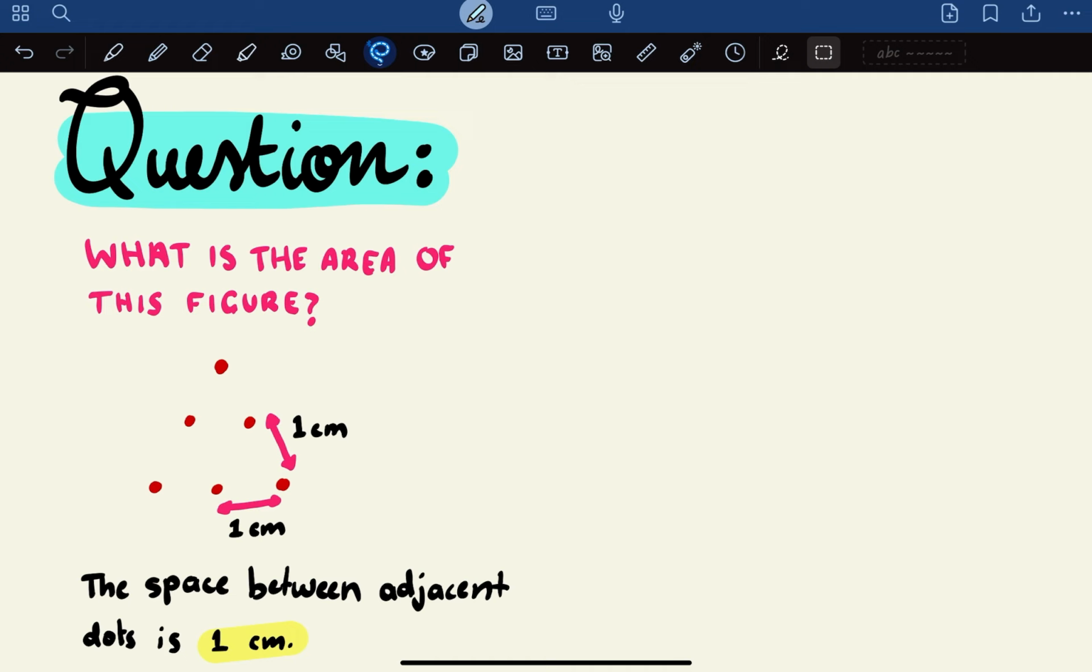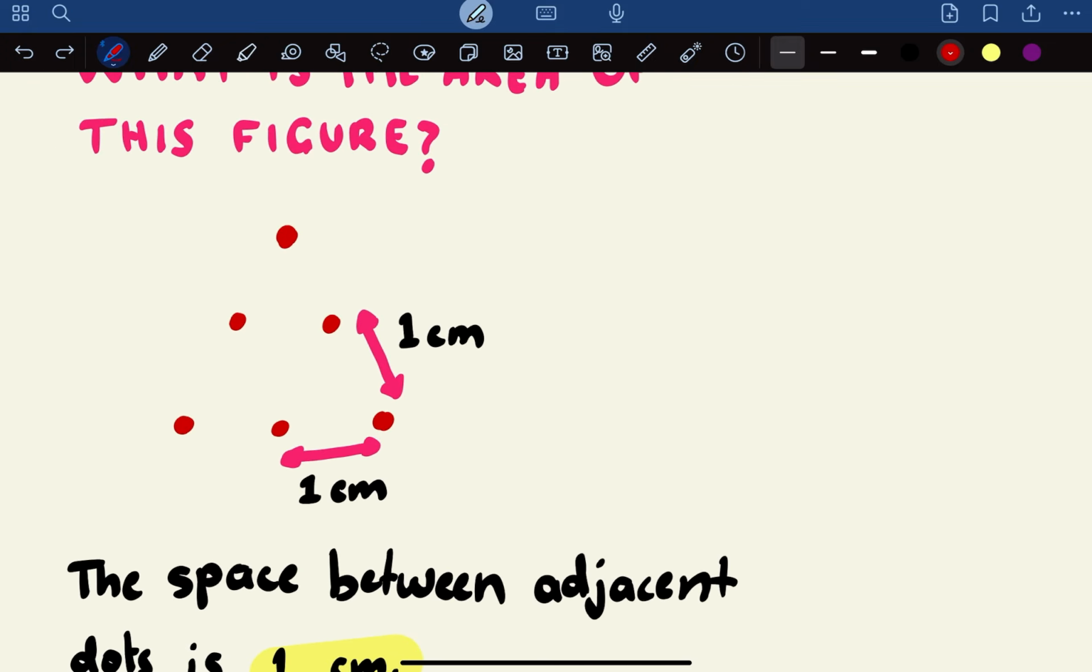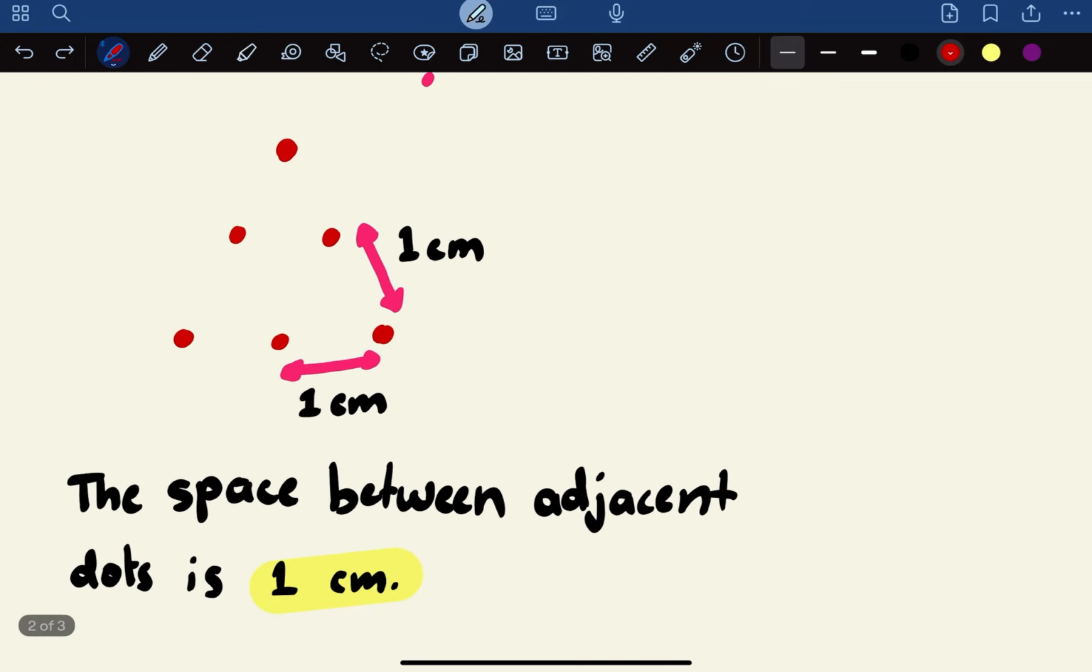In today's video, we're going to be looking at a rather peculiar question to start with. What is the area of this figure right over here? Now, some details that have been given to us is that the distance between adjacent dots is 1 centimeter.